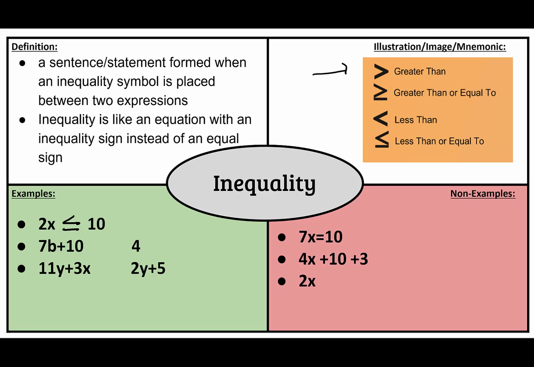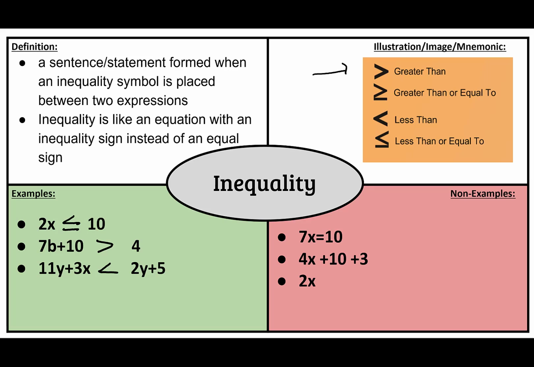Again, further down, we have 7b plus 10 blank 4. If we were to insert an inequality sign, maybe we'd go with greater than. So now the inequality example reads 7b plus 10 is greater than 4. Another example, 11y plus 3x blank 2y plus 5. Maybe in this case, we go with less than. So the inequality statement would read 11y plus 3x is less than 2y plus 5.